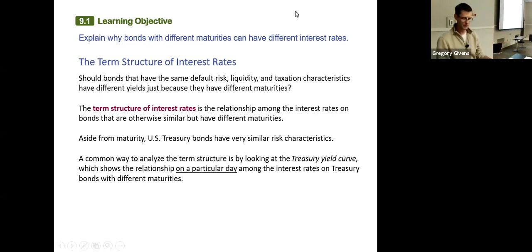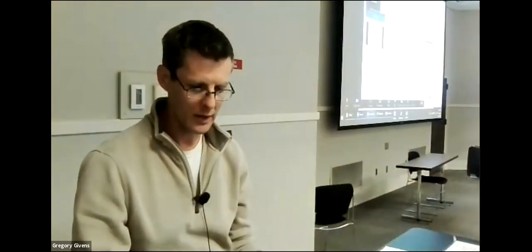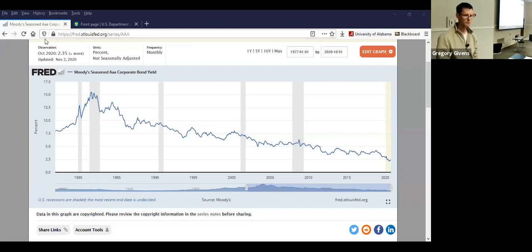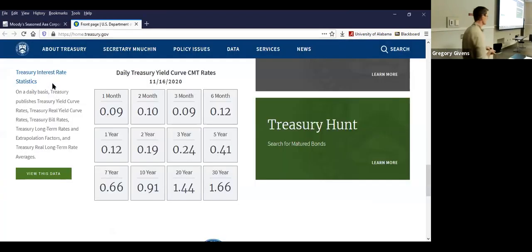Now, I can show you exactly what the Treasury yield curve is right now, and you can get that information easily by going to the Treasury Department webpage. So here's what the yield curve looks like for November the 16th. The annual interest rate on 1-month treasuries is 9 basis points, 10 basis points on 2-month treasuries, 9 basis points on 3, et cetera, et cetera. The 30-year Treasury bond has an annual interest rate today of 1.66%.